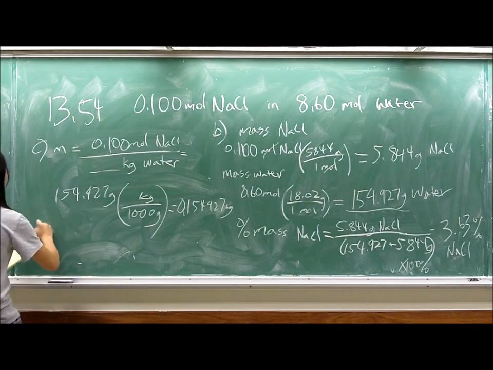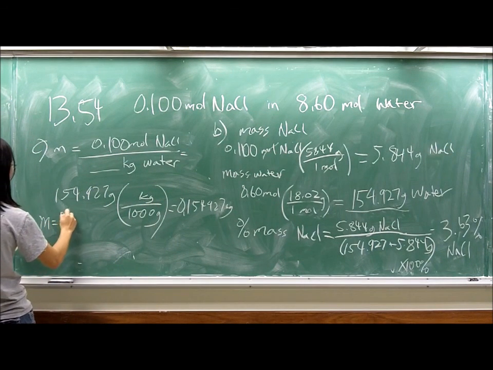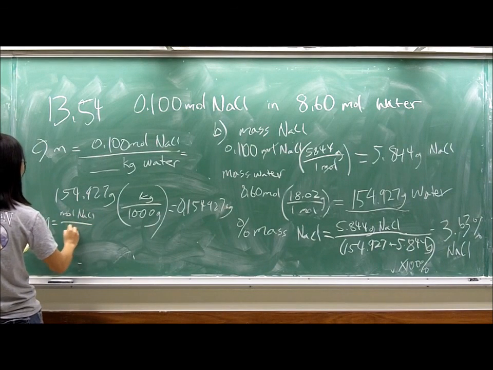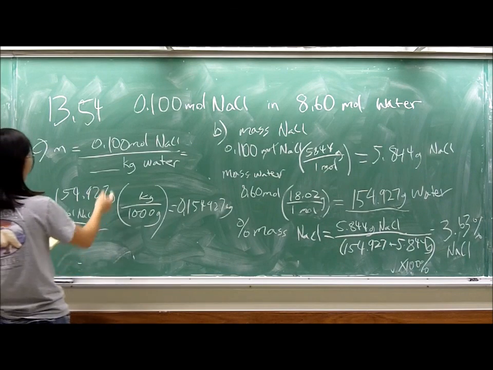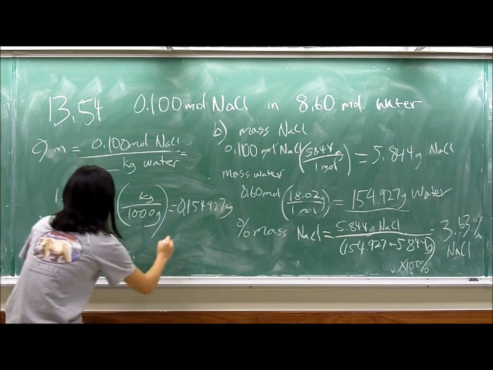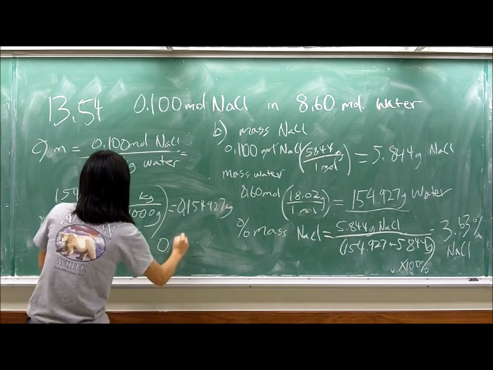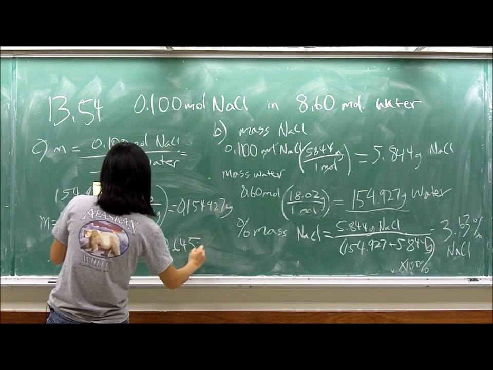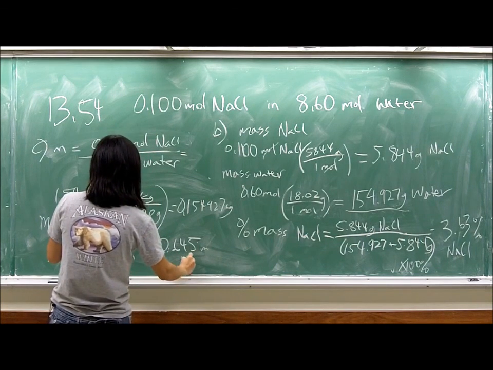So since molality, the little m, is the moles of NaCl over the kilograms of water, you divide the moles by the kilograms, and you get that your solution is 0.645 molal, with the little m, NaCl.